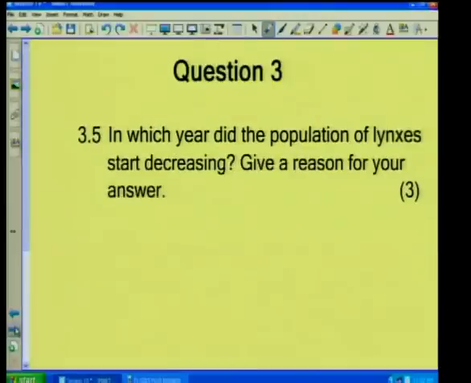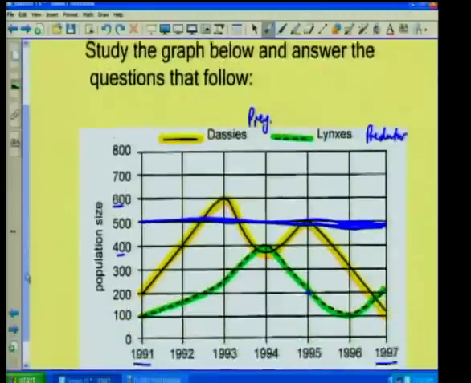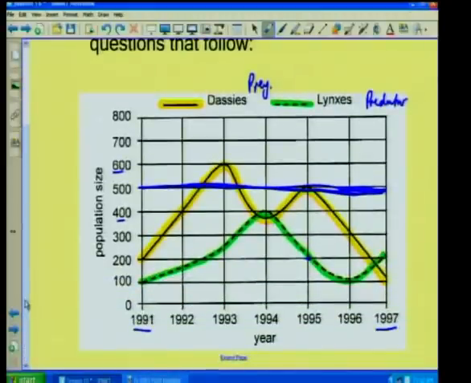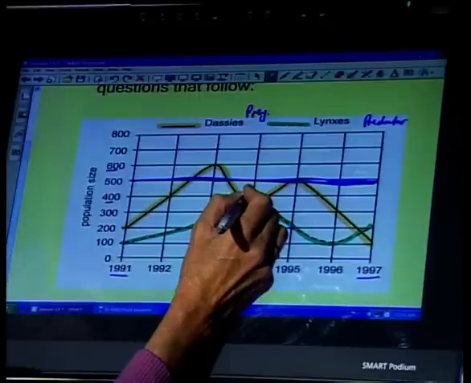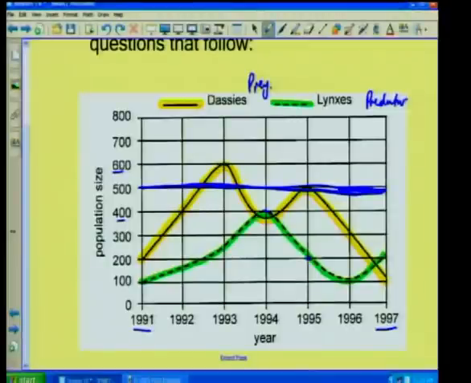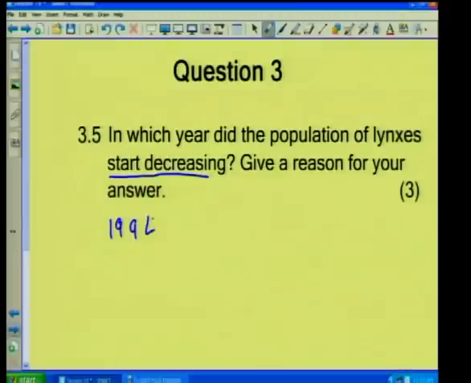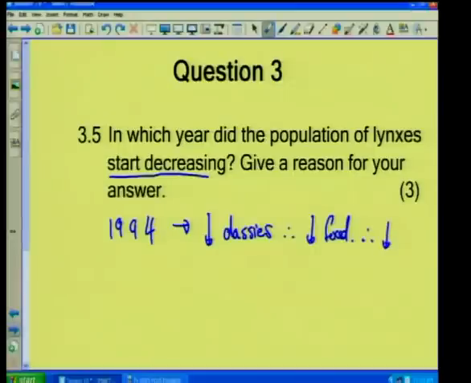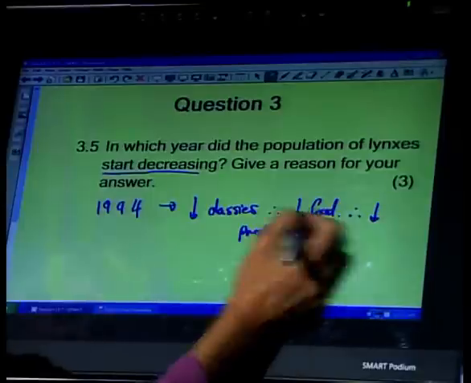Okay, in which year did the population of lynxes start decreasing? Okay, and give a reason for your answer. So when, look here, when did the lynxes start to decrease? Now they reach a peak in 1994 and they also start decreasing in 1994. And why? Well, there's a decrease here in the population of dussies in the area, and therefore there was less food. So it was 1994, and why? We have a decrease in dussies, so therefore there is a decrease in food, okay? And if there's a decrease in food, that therefore will result in a decrease in predators. Now, please don't use this in an exam. I'm trying to get to this quickly, but there's a decrease, and a decrease.